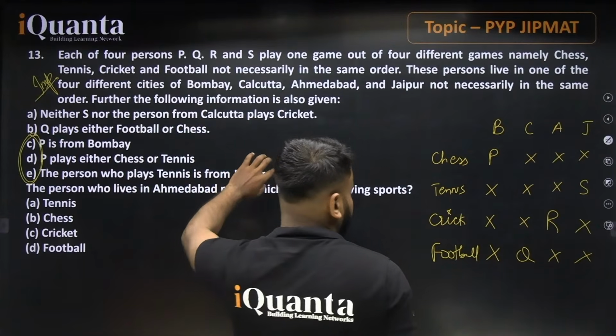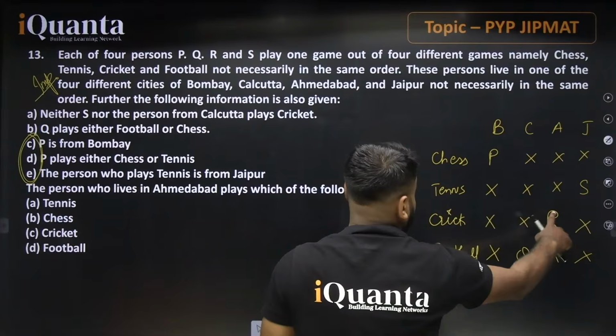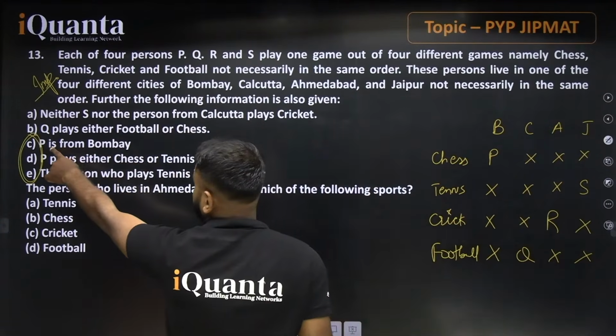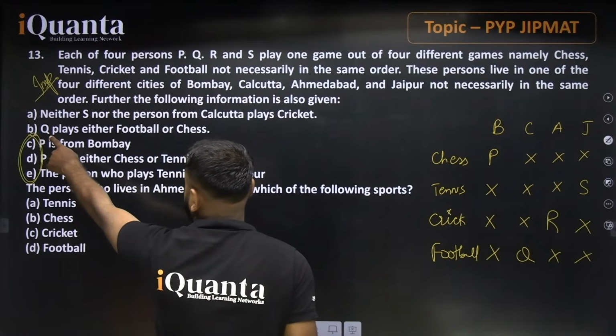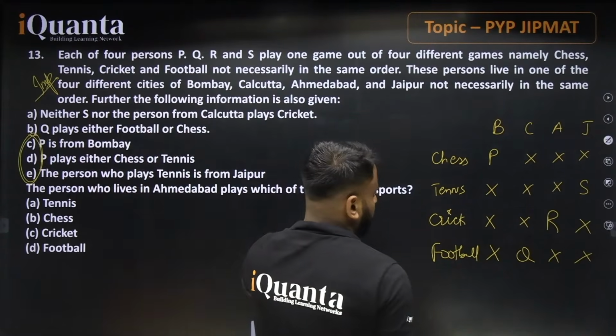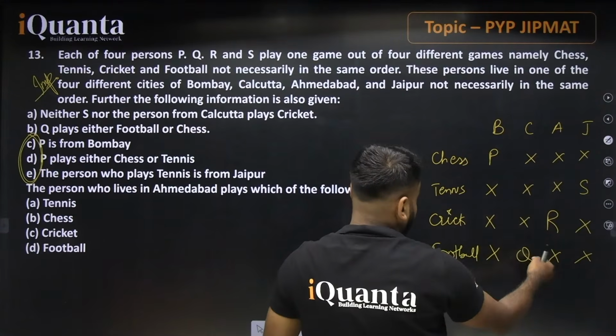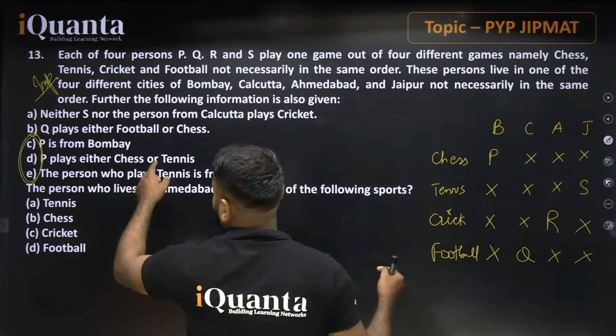So neither S and from Calcutta playing cricket. So cricket, R, and Ahmedabad, right? Further, the B statement says that Q plays either football or chess. So yes, Q is playing chess, right? Q is playing football. So football or chess, right?